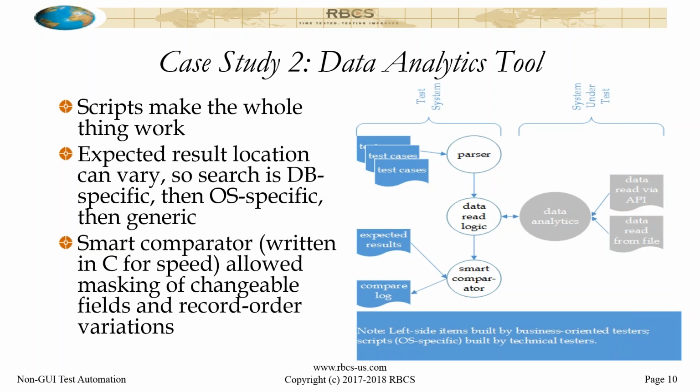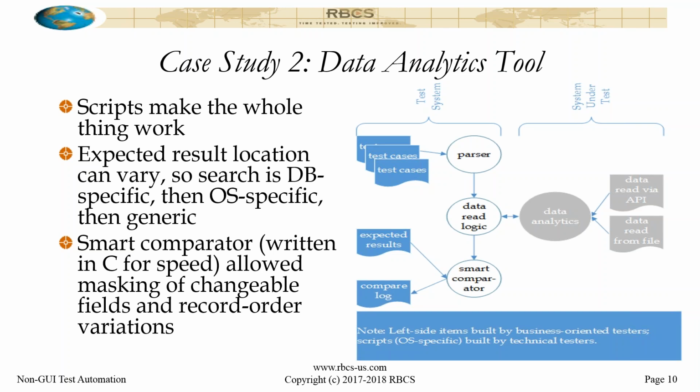So there's a parser at the top end that reads the test cases, and mostly this is a Unix shell script. And then there's the data read logic, and that's what talks directly to the data analytics tool, the system under test. And then the results of that get passed to a smart comparator, which knows how to locate the expected results based on the name of the file, the name of the test case, and the name of the operating system database combination we're testing. And then it does the compare log.